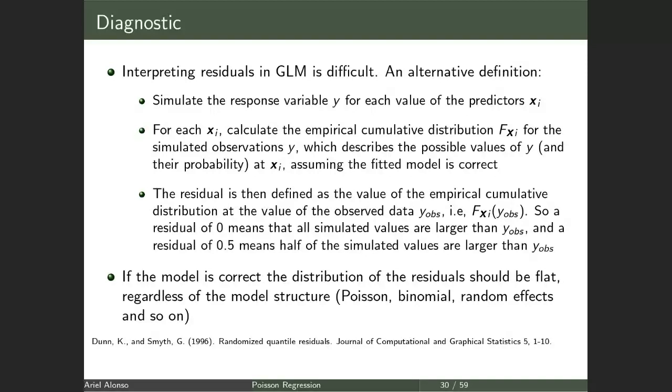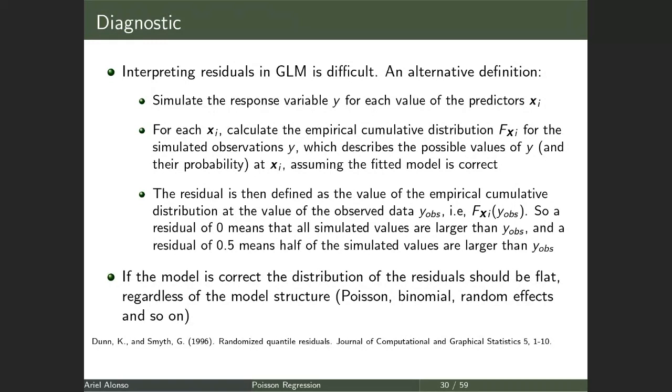Now I'm going to take this opportunity to show you another model checking tool, another diagnostic tool. We have seen already, I introduced that with the logistic regression, and I'm going to introduce now another tool with the Poisson regression.